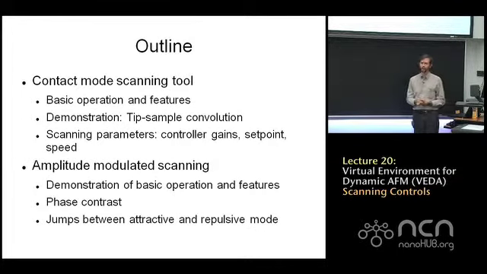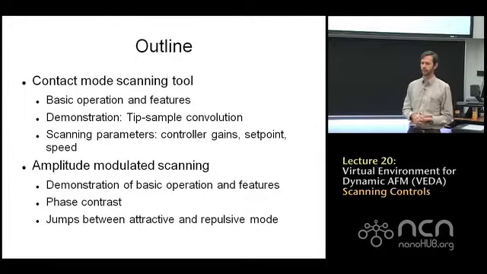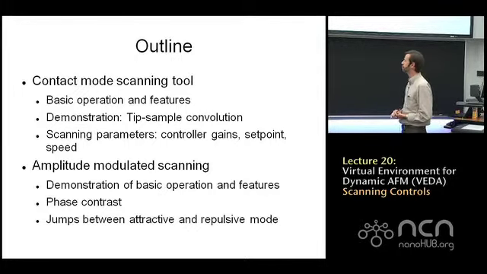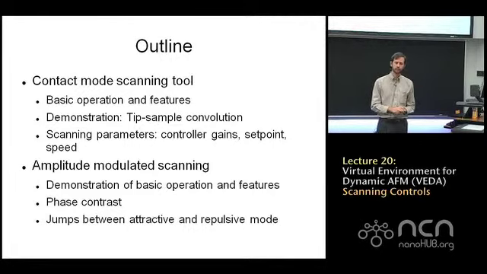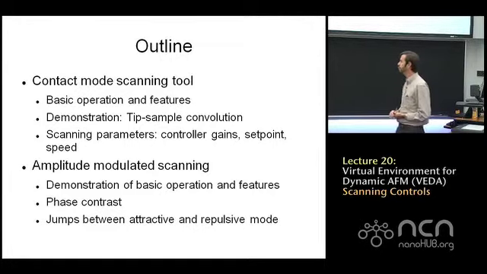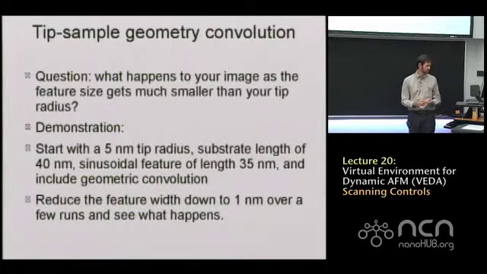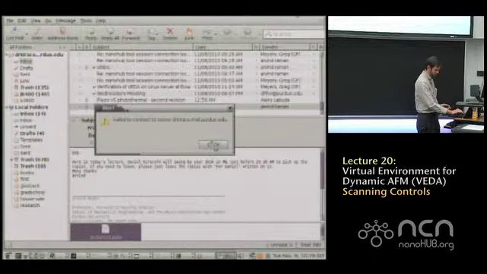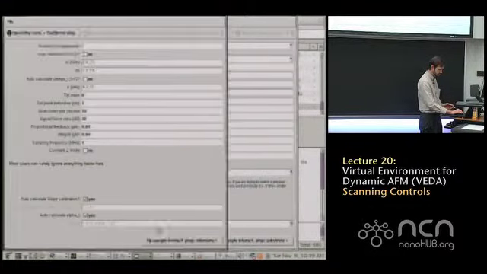So the outline, again, I will talk about contact mode scanning first, just because I think that's a little easier to understand. There's just one variable involved, which is the deflection of the cantilever. After we understand things like tip sample convolution, the effective controller gains, and set point, then we will move on to amplitude modulated scanning, and we'll talk about a couple topics there. So, first, I will just go through the basic contact mode scanning tool.